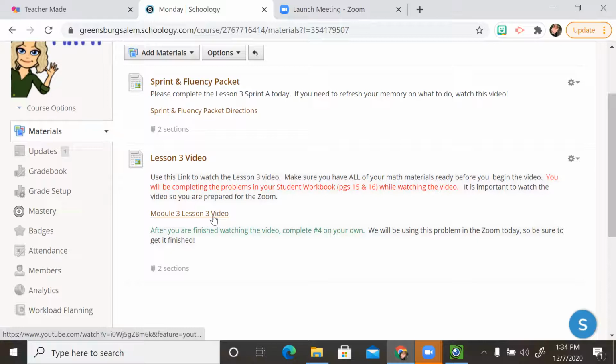If you were someone like Orlando or someone else that did not get a chance to watch the video before coming today, you need to go back and watch the video because you're going to be doing these 2 pages with the video. I already did those 2 pages with the video. Here it says, after you watch the video, complete number 4 on your own. That's why I said you should have had that done already because that's what we did in your groups today.